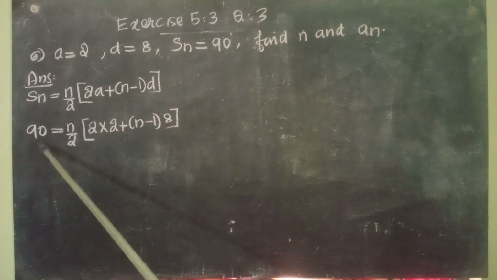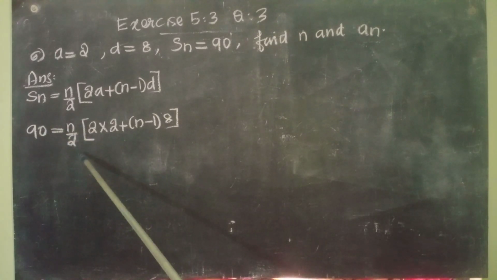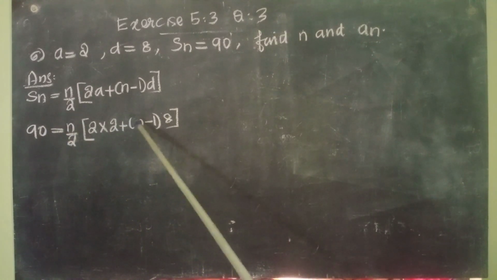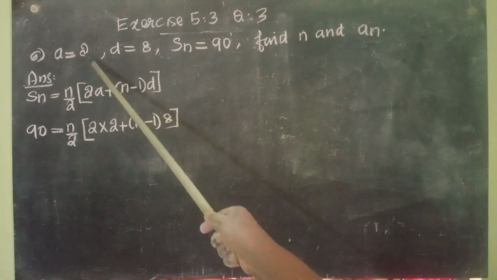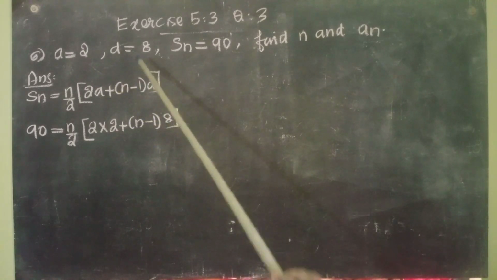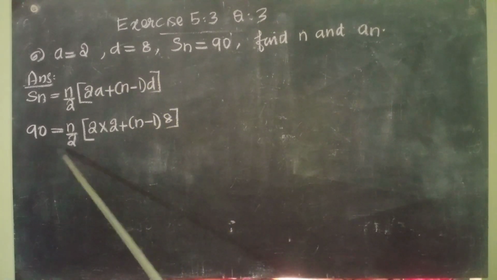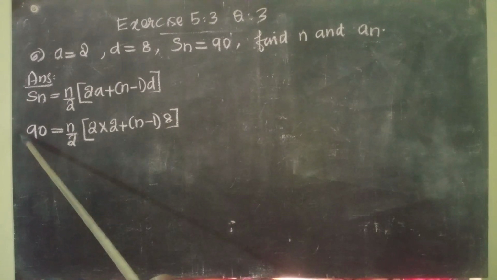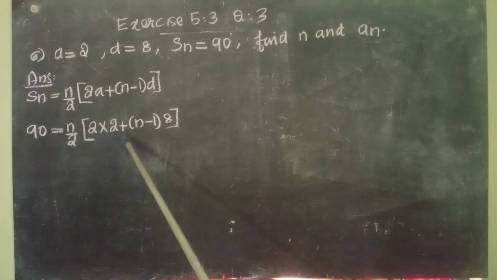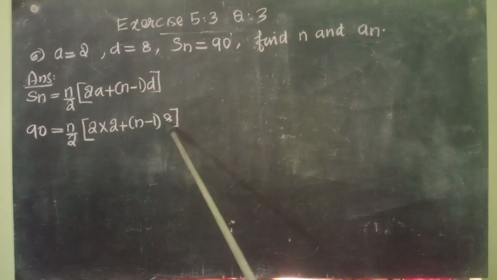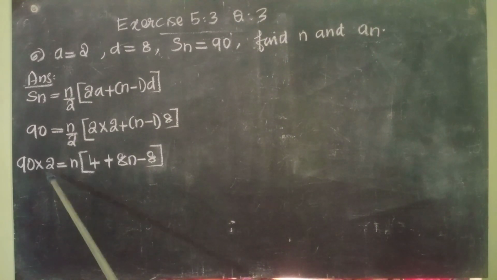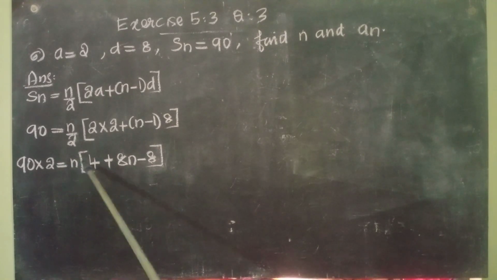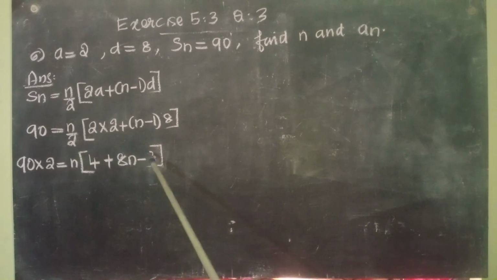That is 90 equal to n by 2 into 2 into 2 plus n minus 1 into 8, because Sn is given 90, a is given 2, d is given 8. Now we can take this divided by 2 to the left side. It is becoming into 2. Here 2 into 2 we can multiply. This bracket, n minus 1 into 8, we can remove. So we get 90 into 2 equal to n into 4 plus 8n minus 8.